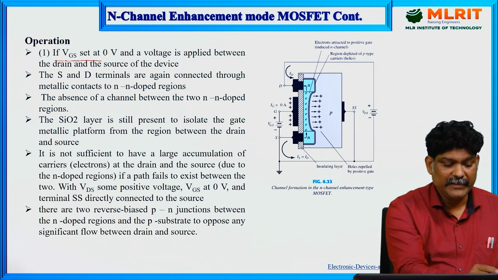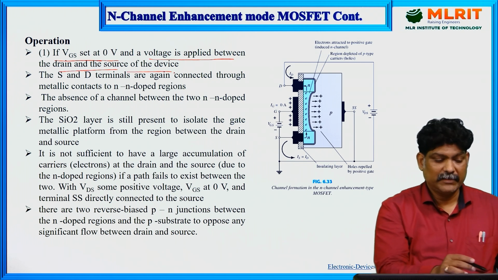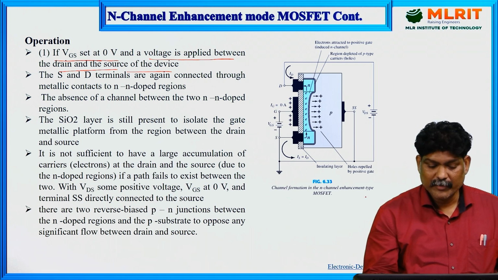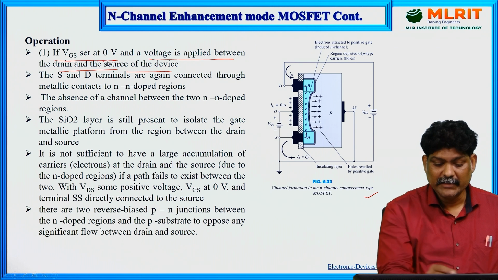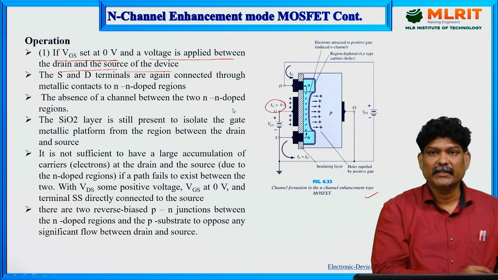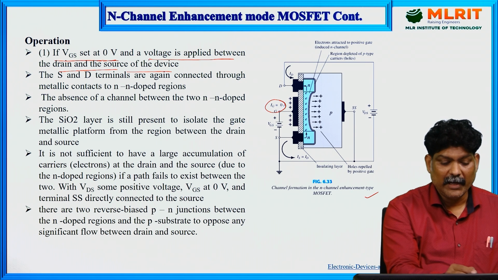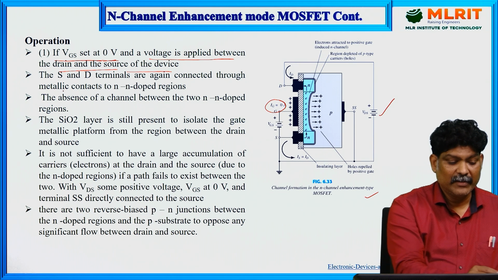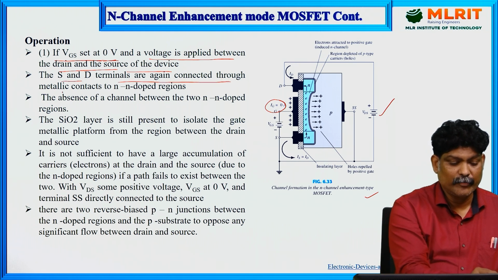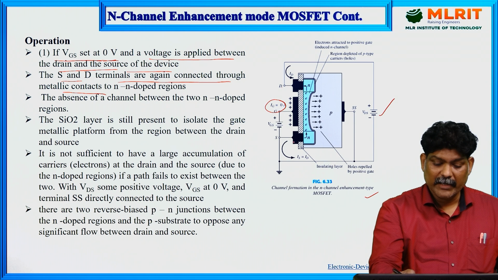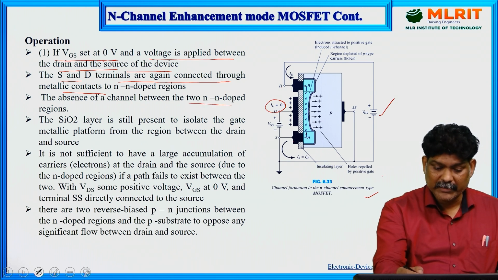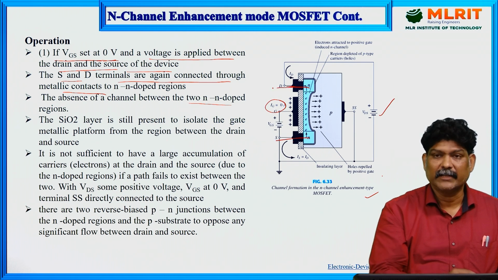This is the setup for the enhancement mode MOSFET. In enhancement mode, what happens? If VGS is initially 0 volts, meaning the gate current Ig equals 0, and a voltage VDS is applied between drain and source, the source and drain terminals are connected through metallic contacts to the two N-doped regions, one on each side.